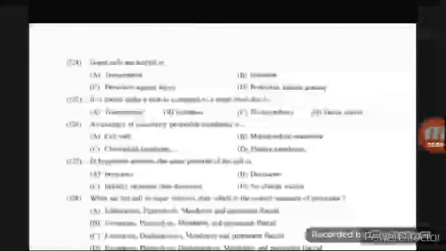So an example of a selectively permeable membrane is the plasma membrane. So option D, the plasma membrane, is the correct option for question number 126.